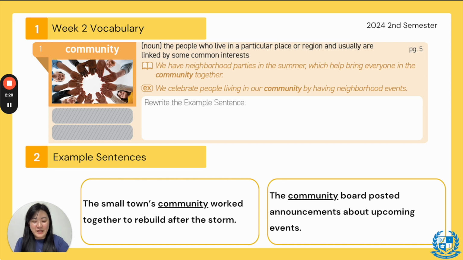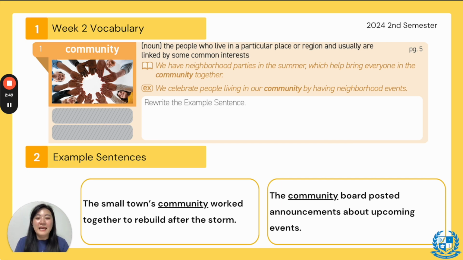So, now, please go ahead and get your vocabulary workbook. Turn to week 2 with me, which is on page 14. And we will get started. Are you all there? Good. So number 1, everyone say community.